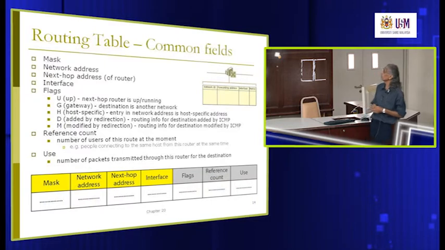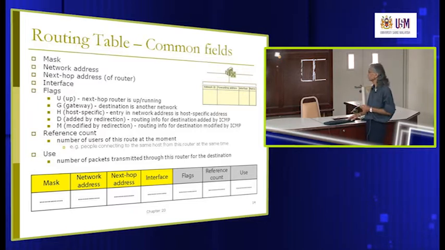So the common fields in the routing table, we have seen this earlier. The first four are the common ones, and there are normally a few extra ones. One is a field for flags. It tells you about the next hop router, which is the next hop address. So one of the flags can say whether the next hop router is up and running or not, whether it is actually alive.